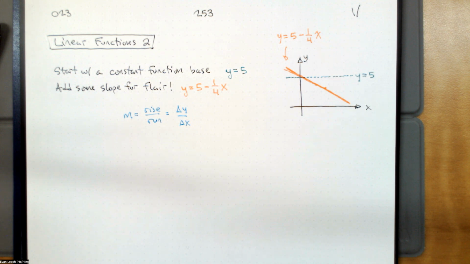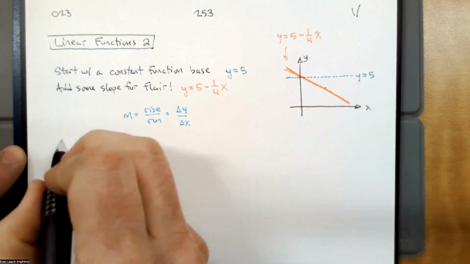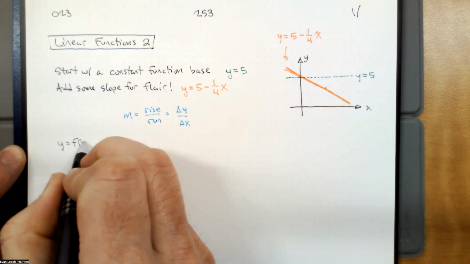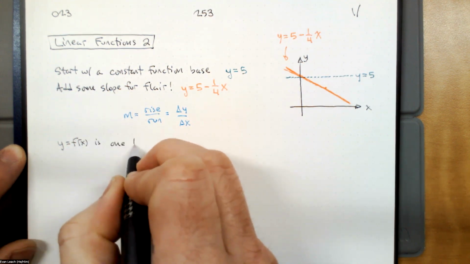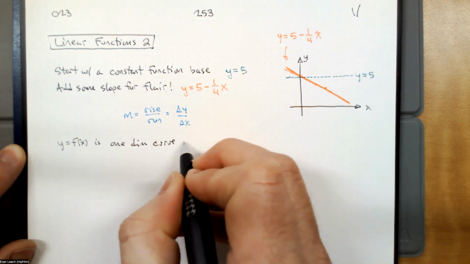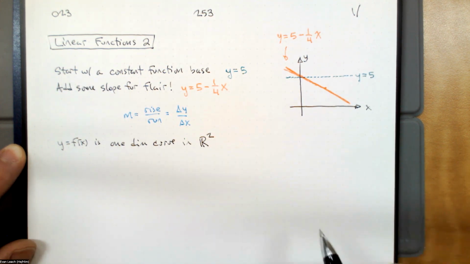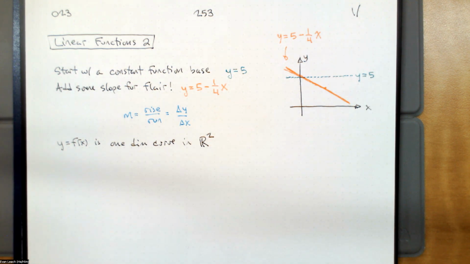Things were very simple here because we have a function of one variable. A function of one variable will be a one-dimensional curve in two-dimensional space. We have upgraded this. We're now going to look at a function of 2 variables. And yesterday we talked about what that would look like. A function of 2 variables will produce a 2-dimensional surface in 3-dimensional space. So the graph of y equals f of x is a one-dimensional curve in 2-dimensional space. What we want to do today is upgrade our function of one variable to a function of 2 variables.